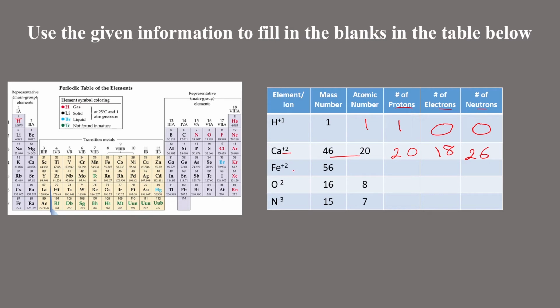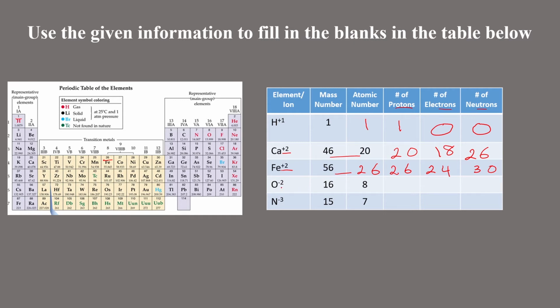For iron plus 2, its atomic number you can get from the periodic table, so 26 is the atomic number. The mass number is also 20, the number of protons is also 26. The number of electrons will be 2 less than the number of protons, so it is going to be 24. The number of neutrons is the difference between these two, so it will be 30.